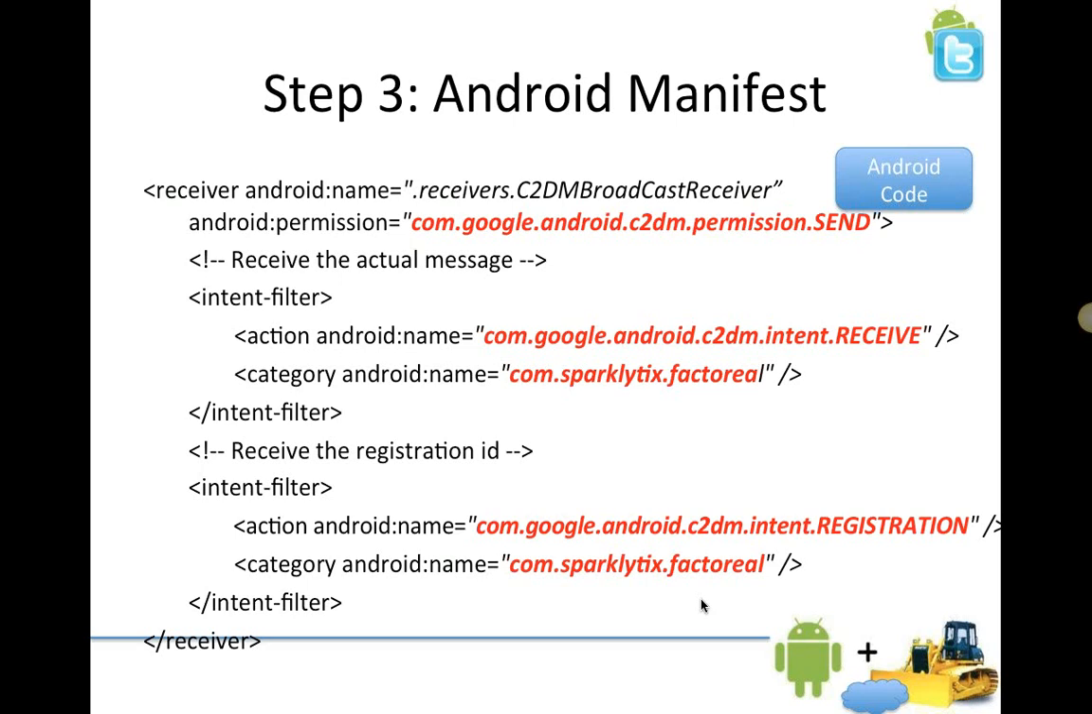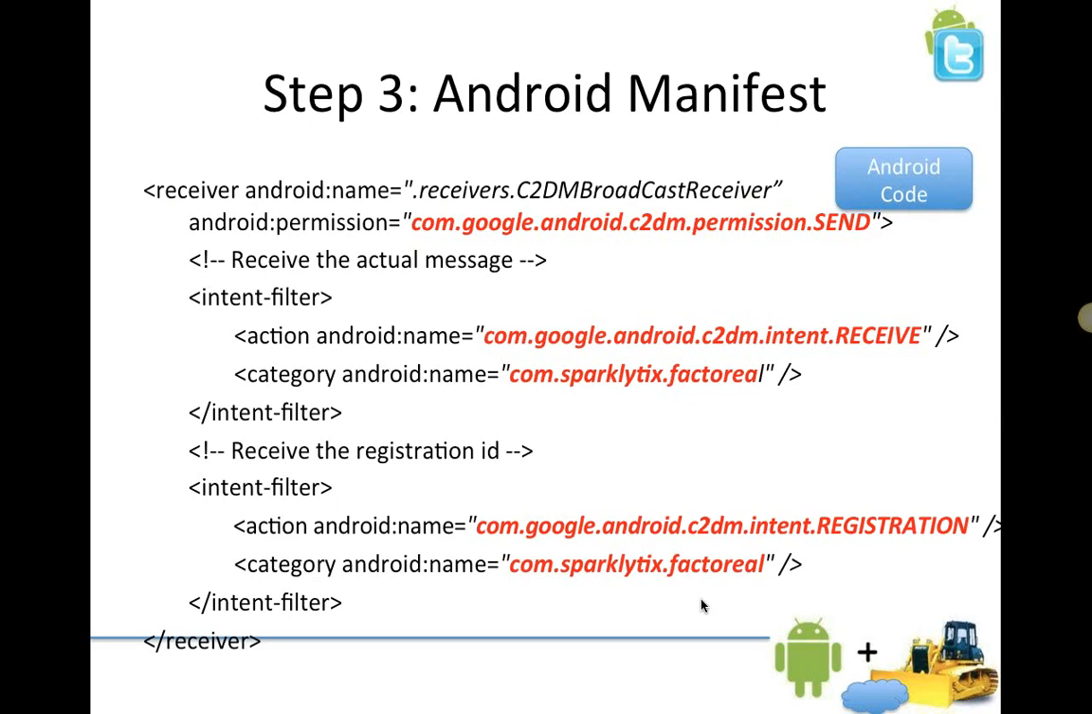And the second intent is when the application requests Google Cloud, okay, give me the identity. This is the intent which is fired: com.google.android.c2dm.intent.REGISTRATION. This is when the application traps, okay, what is my registration ID? And from here, it sends it to our application server. These two are very important. So the same broadcast receiver handles registrations which come from Google Cloud and messages which come from Google Cloud. And this is Android code. That was Android. This is a manifest file.